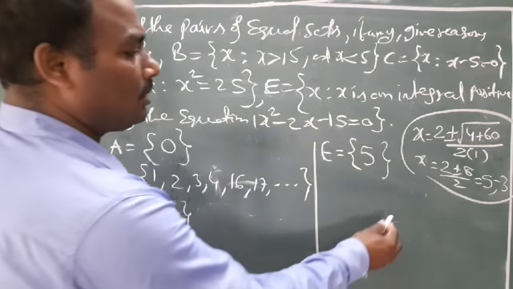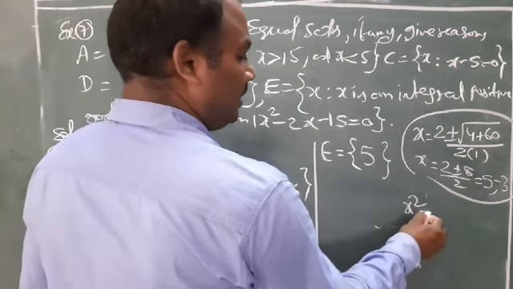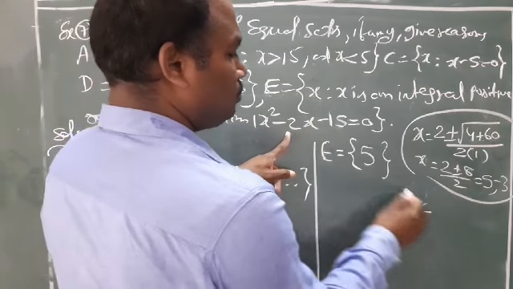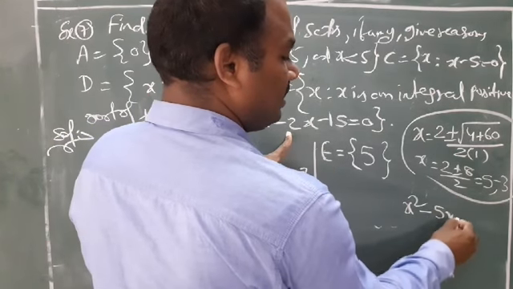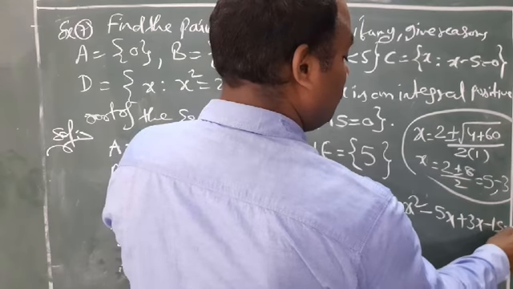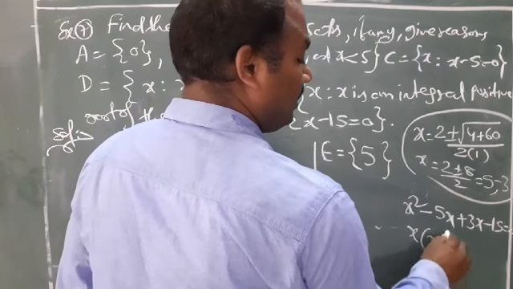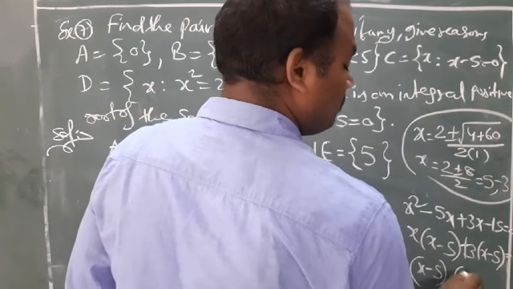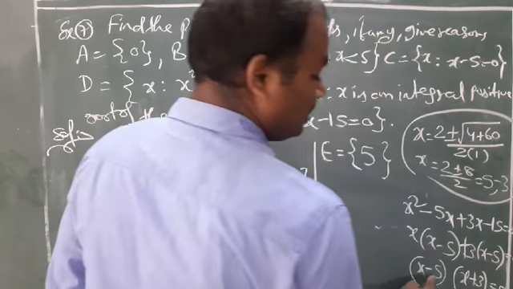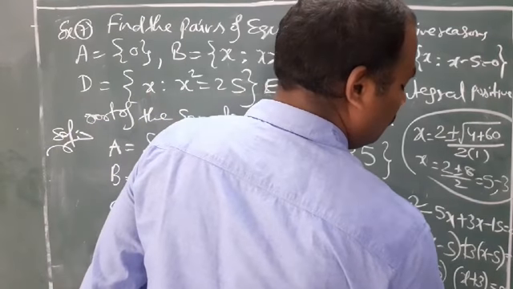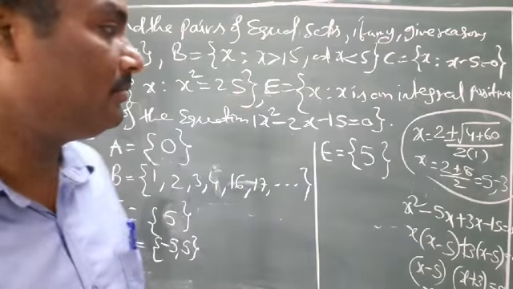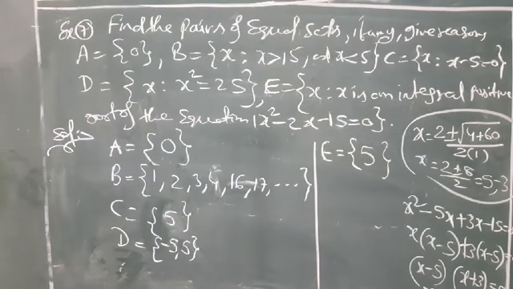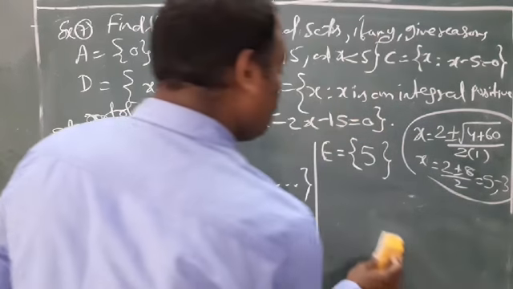x square we are also doing. Here x square minus 2x, right, minus 5x, yes or no, plus 3x minus 15 is equal to 0. x common, x minus 5, plus 3 common, x minus 5 is equal to 0. x minus 5 will come outside, x plus 3 is equal to 0. So x is equal to 5 and x is equal to minus 3. This is the other method, okay, as you like. So here e is equal to 5.